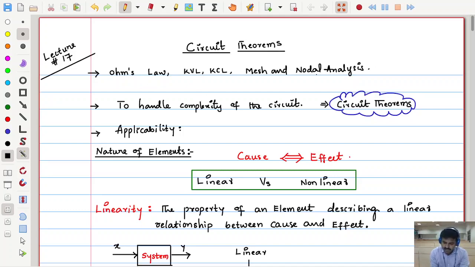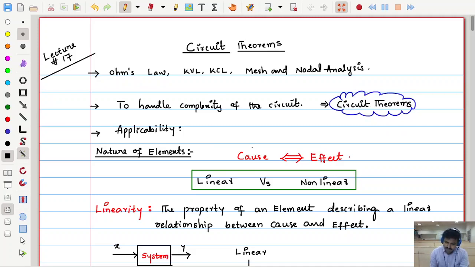And with mesh and nodal analysis, to some extent we can apply them to somewhat more complex circuits in comparison with Ohm's law and Kirchhoff's laws alone. But if the circuit is too complex, then with mesh analysis and nodal analysis the calculations become a huge burden. So in order to simplify those calculations for large or complex circuits, these circuit theorems are proposed.